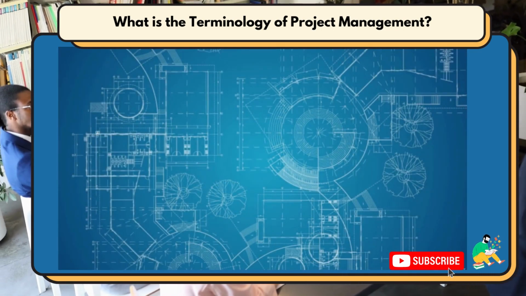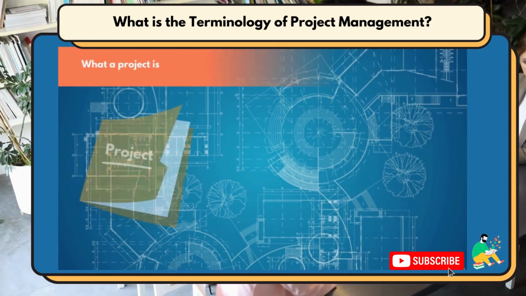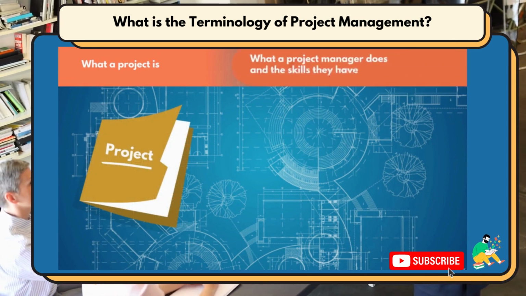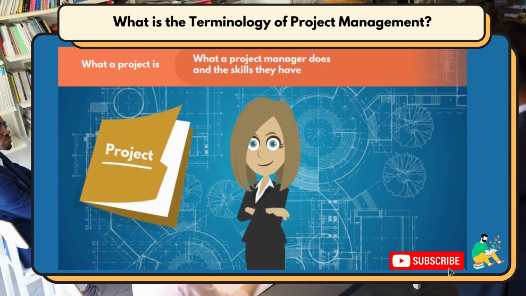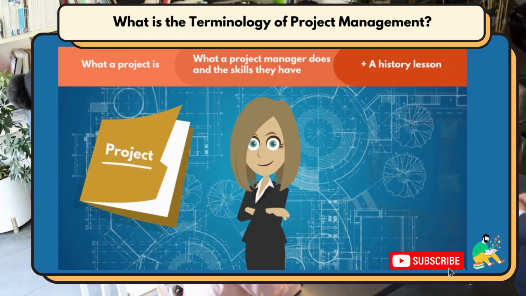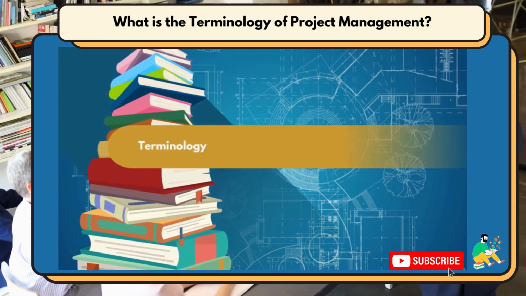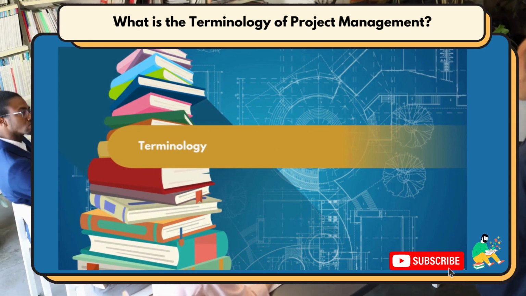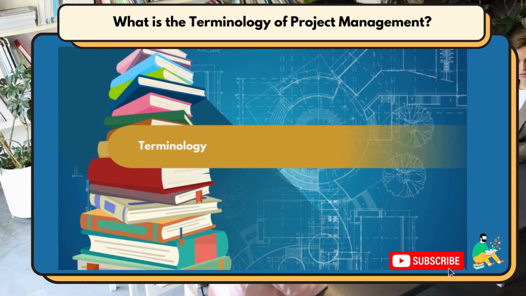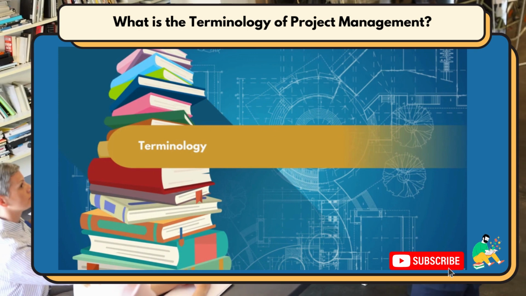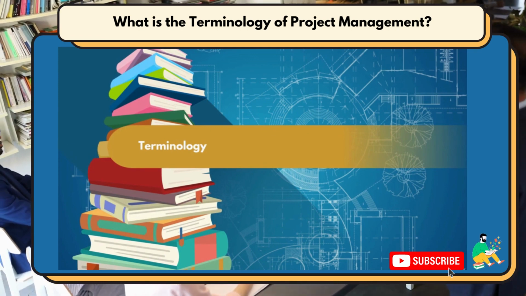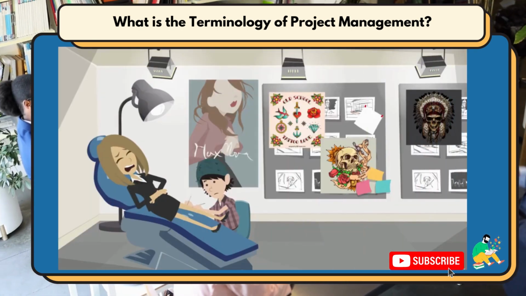Right. So we've already covered what a project is, why they are executed, what a project manager does, and the skills they have. Plus a little history lesson just for fun. Now, it's an appropriate time to go through some terminology. 5 terms, in fact. We have mentioned most of these already, but a little more detail never hurt anyone, unless we're talking about tattoos.